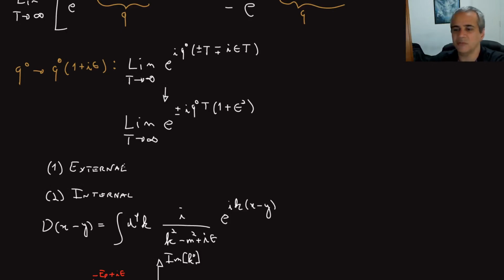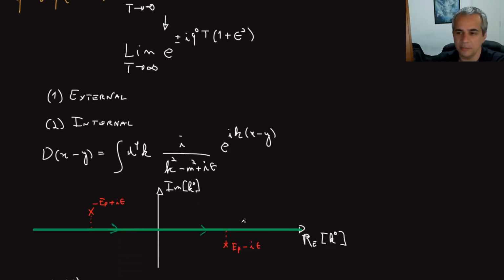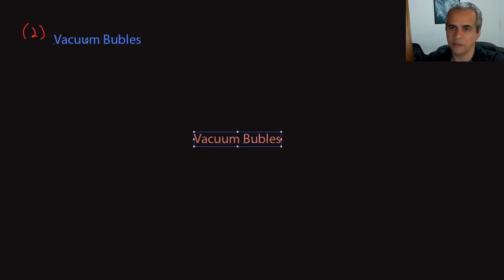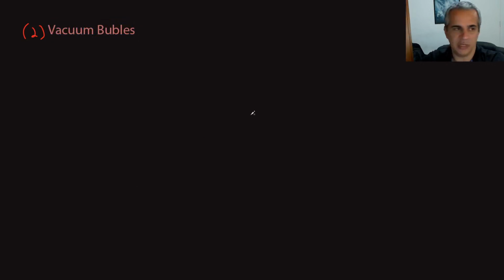And of course, with the same Feynman prescription, so it's totally fine either way. Right? So that's the first fine point that I wanted to attack. The second and the third problems are connected to what we call vacuum bubbles. Right? So let's first see what vacuum bubbles are.